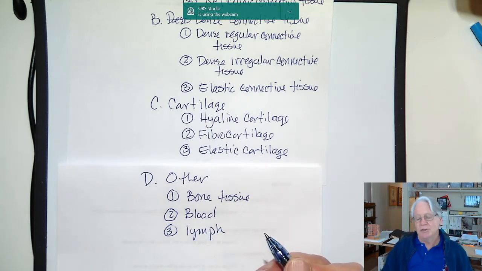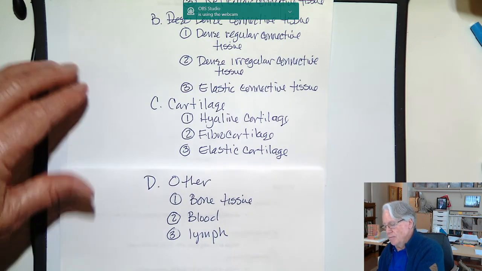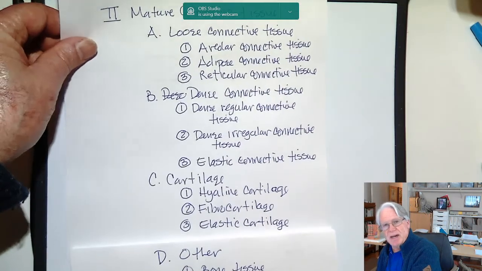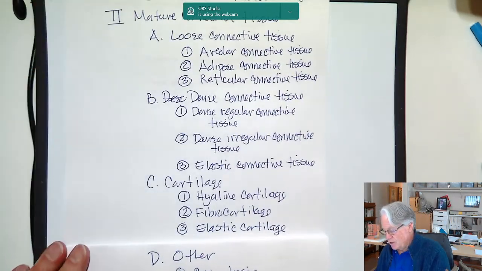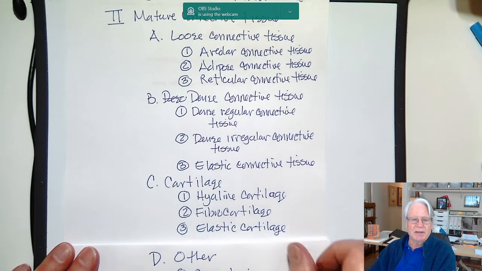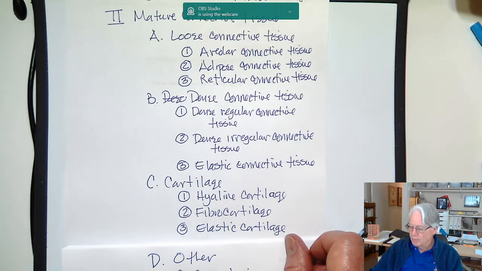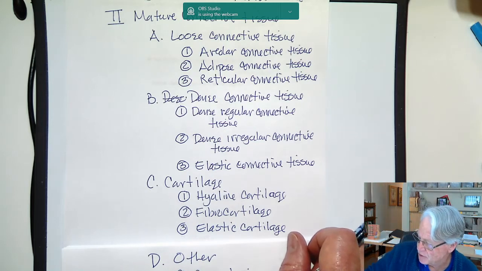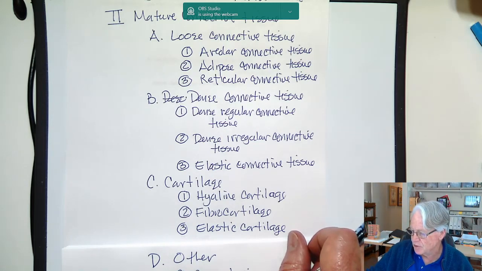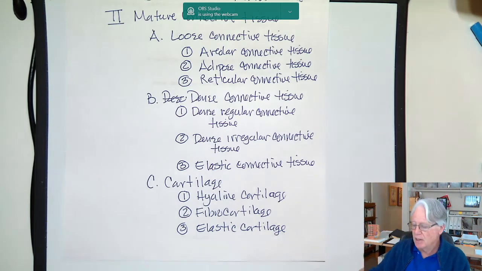Okay. So with this organization, I get a better sense of how these tissues relate to each other and what are the common threads that connect different types of connective tissue together. And it makes it easier for me to understand the entire group of tissues that we refer to as connective tissue. So let's just kind of break it down.